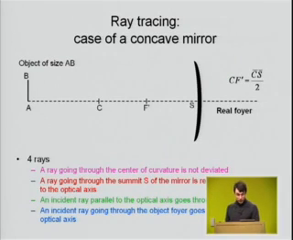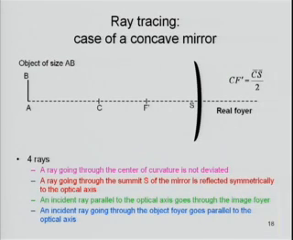Okay, at last, let's do the first example. So here we have a concave mirror with an object AB, center of curvature C, image focal point F prime, and the summit of the mirror. And a concave mirror is known to have what we call a real focal point or real image focal point. So in order to find the image, there are 4 rays we can trace. The first one is that a ray going through the center of curvature C is not deviated by the system.